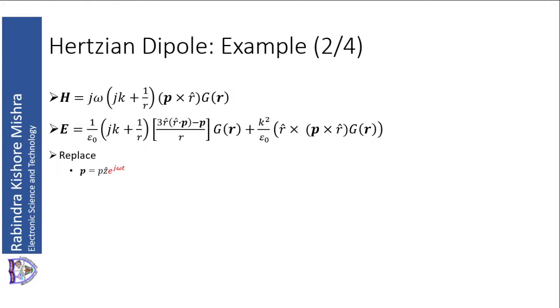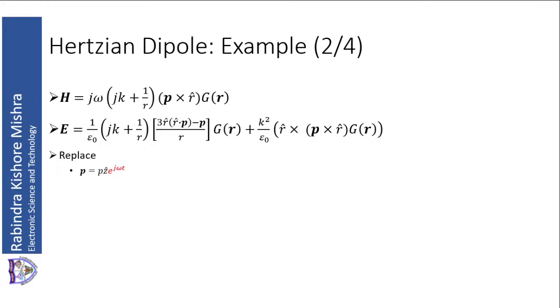The first replacement is for P, the vector P, or the dipole moment. P is equal to small p into z cap into exponential j omega t, because P is a time varying field. So, considering the time harmonic nature, we write the vector P equal to the magnitude of P into z cap, as it is oriented along the z axis, into a time variation of the form exponential j omega t.